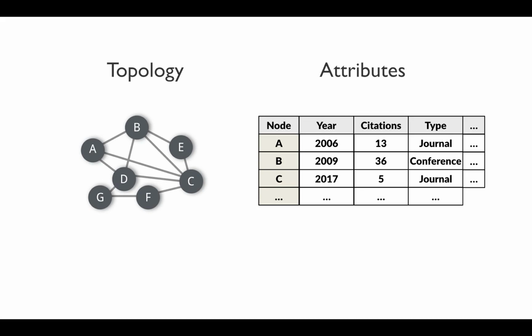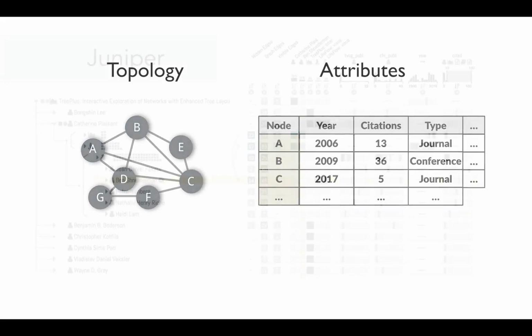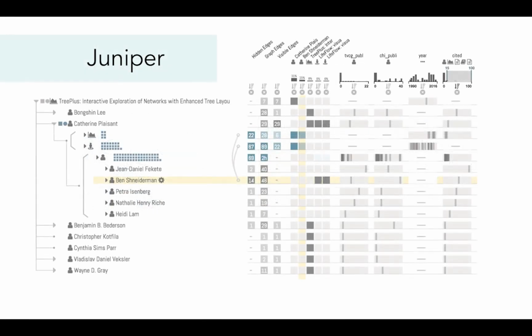Our contribution is a technique that supports both topology-based and attribute-based tasks equally well. This is Juniper. The tree visualizes the topology of a subnetwork. The layout guarantees that each node is in a separate row. We juxtapose the tree with a table which contains edge counts and an adjacency matrix in addition to a table that visualizes node attributes. But let's take a step back and start at the beginning.